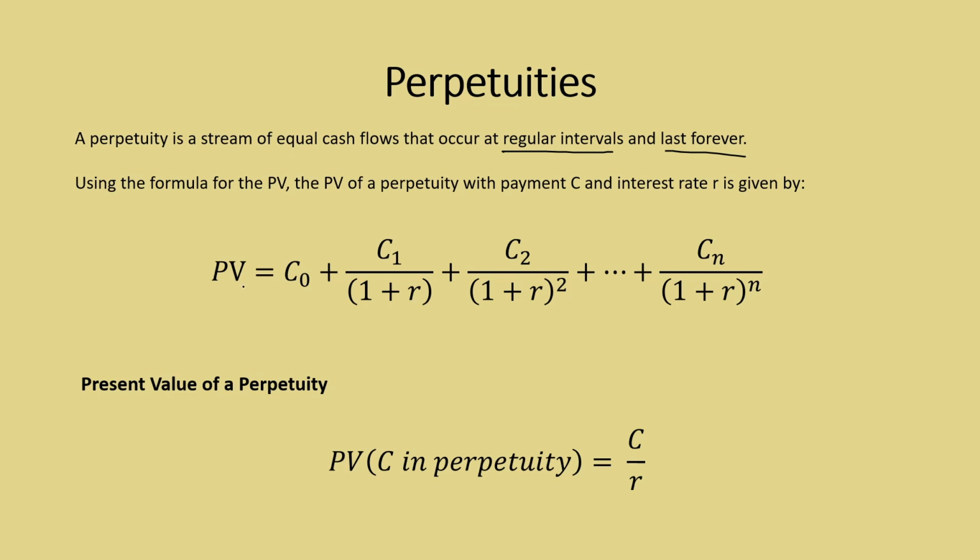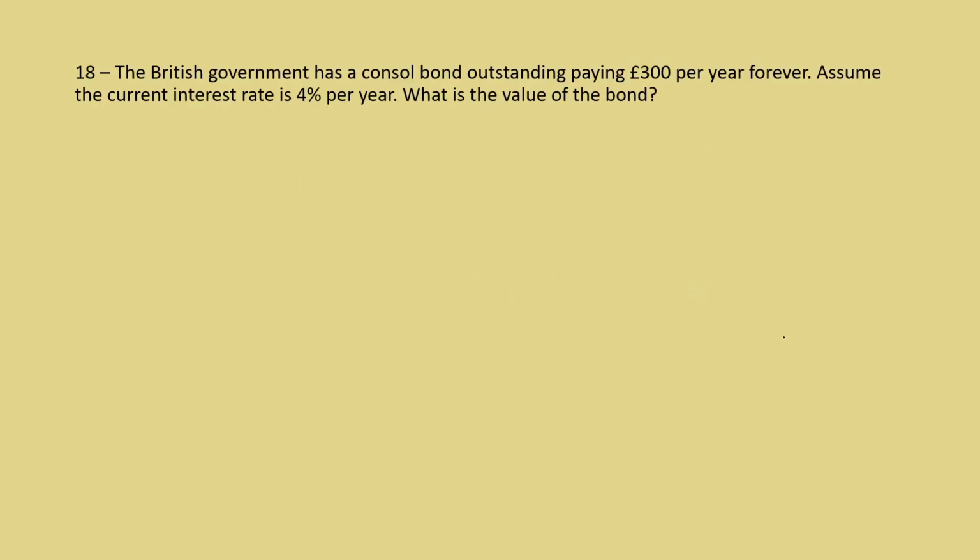So here we have the present value of a stream of cash flows for n periods, okay? However, now we know that a perpetuity never ends. Therefore, the present value of cash flows in perpetuity is equal to the cash flow over the interest rate, quite simply. So let's apply this to an exercise.